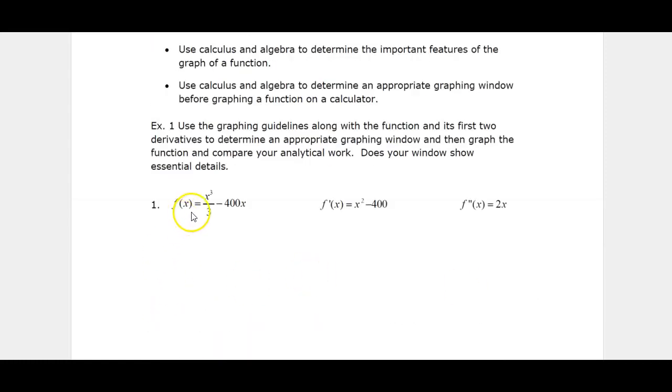Well, the domain, this is a polynomial. This is the same as 1/3 x cubed minus 400x. The domain of every polynomial is all real numbers. So the domain is all real numbers.